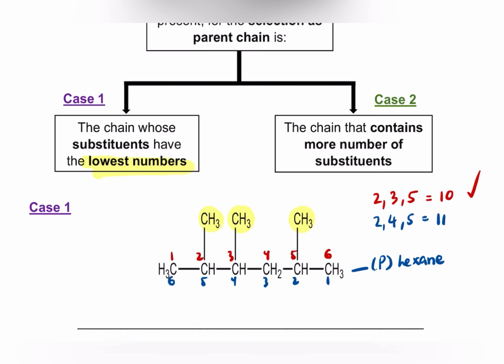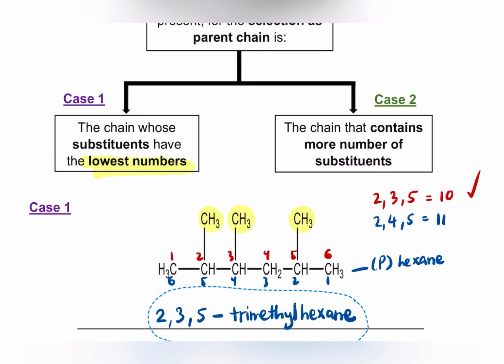So how do I give the full name for this one? My full name will start with the numbering of my prefix, my substituents, 2, 3, 5, dash. I got 3 identical substituents, which are methyl groups, so my name will be trimethyl, and then my parent will be hexane, 6 carbon atoms. So this is my naming for this structure, case 1.